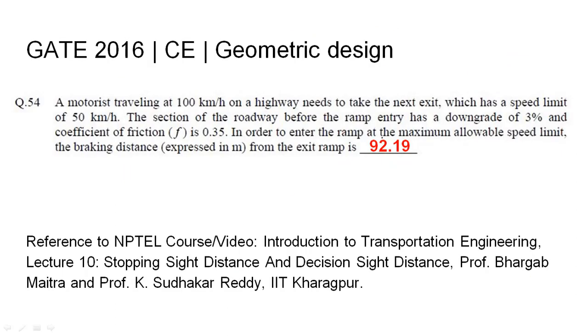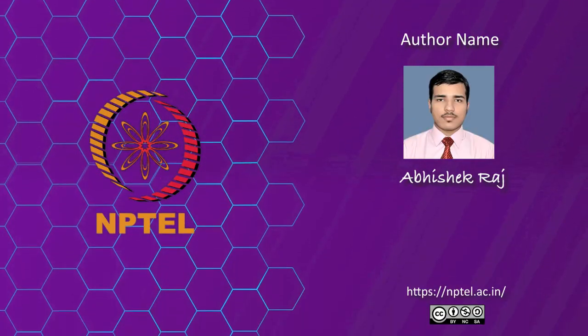So in order to enter the ramp at the maximum allowable speed limit, the braking distance of the car was found out as 92.19 meters. The relevant NPTEL reference has been mentioned.